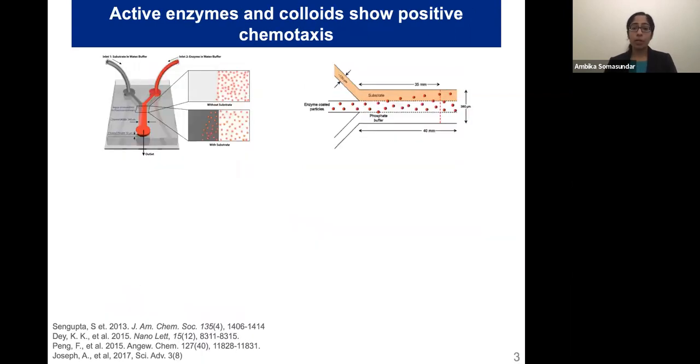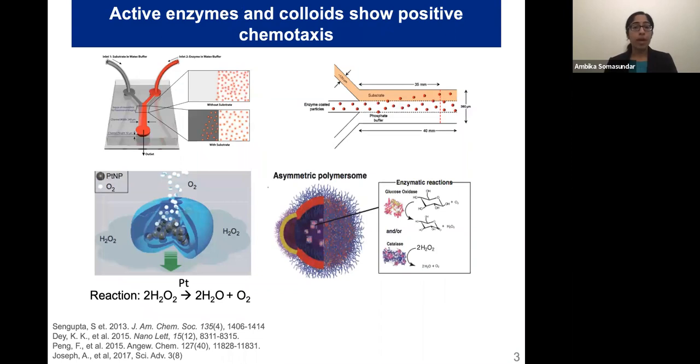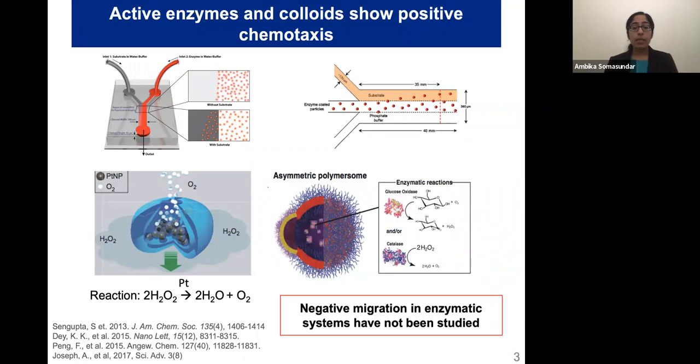Inspired by nature and biology, scientists all over the world have fabricated many synthetic material systems that are able to display chemotaxis based on chemical and biochemical reactions. In the four examples that I show you, whether it's enzyme molecules, enzyme-coated hard particles, or catalase encapsulated within soft particles, they show positive chemotaxis. In the enzymatic synthetic systems, negative migration is less studied and has not really been demonstrated before.